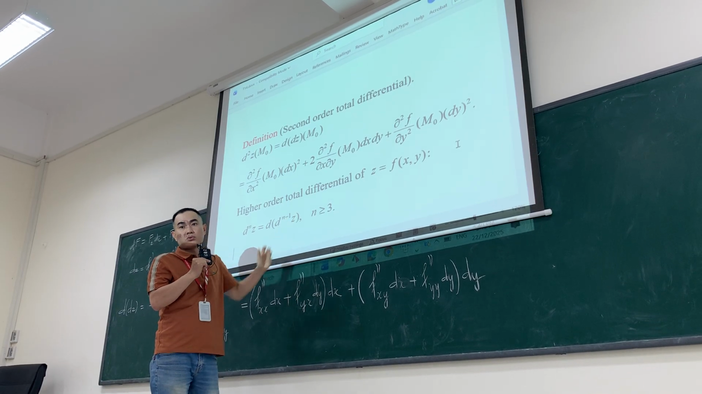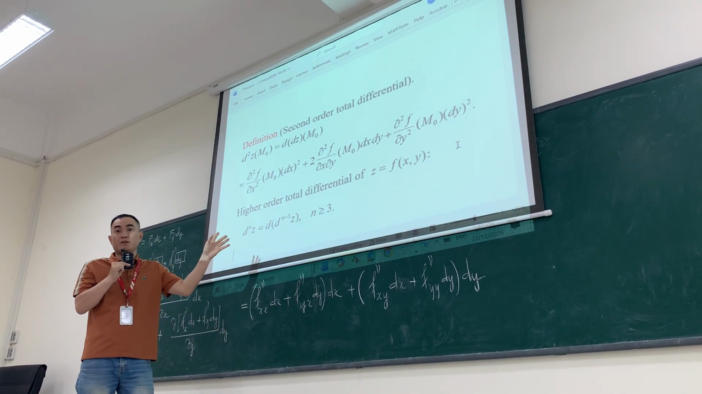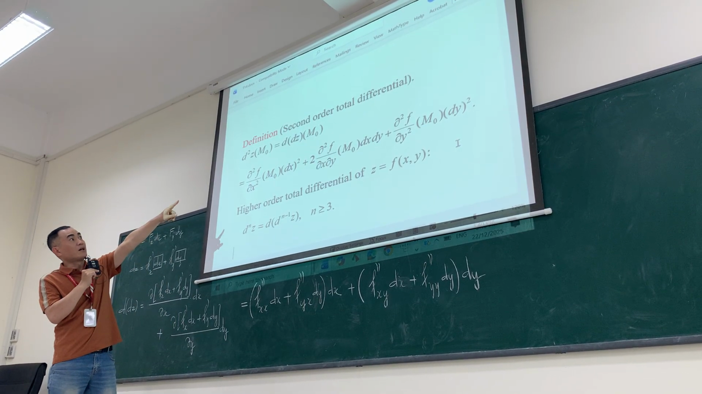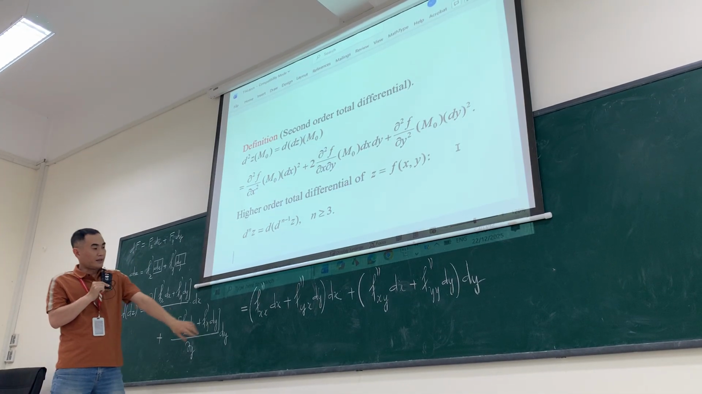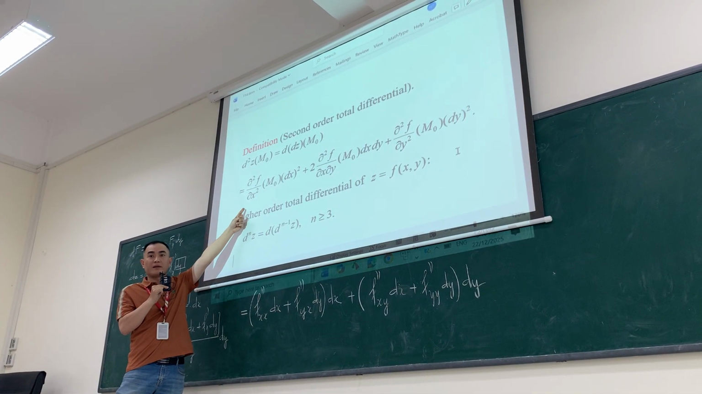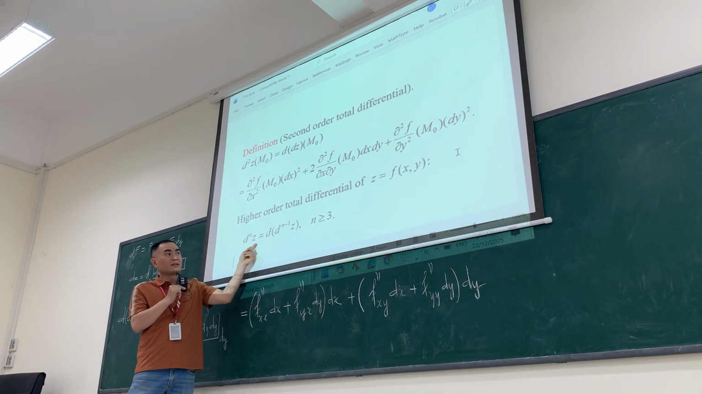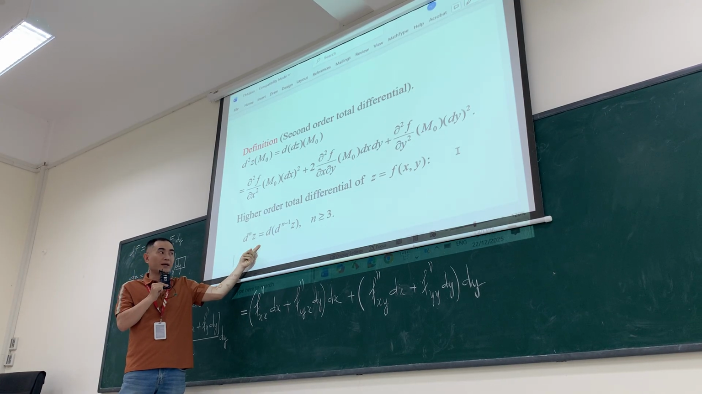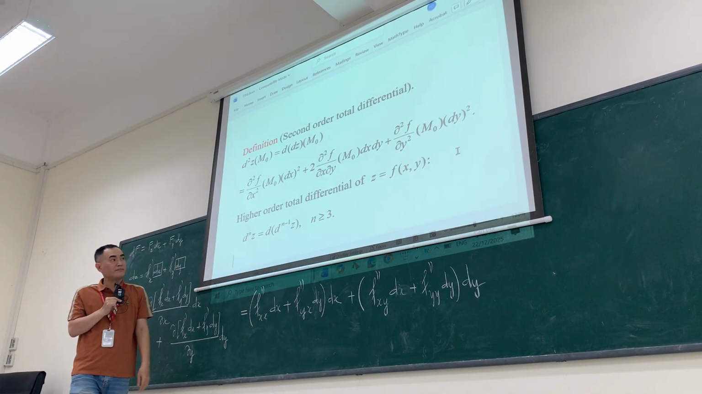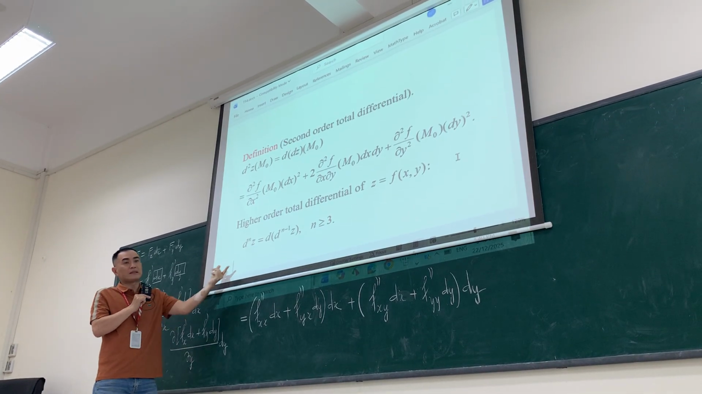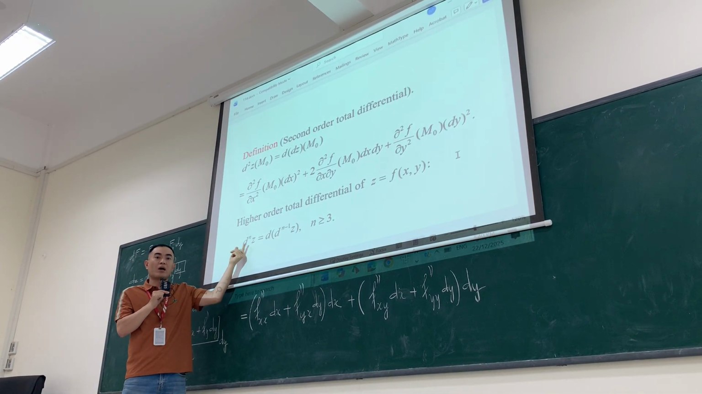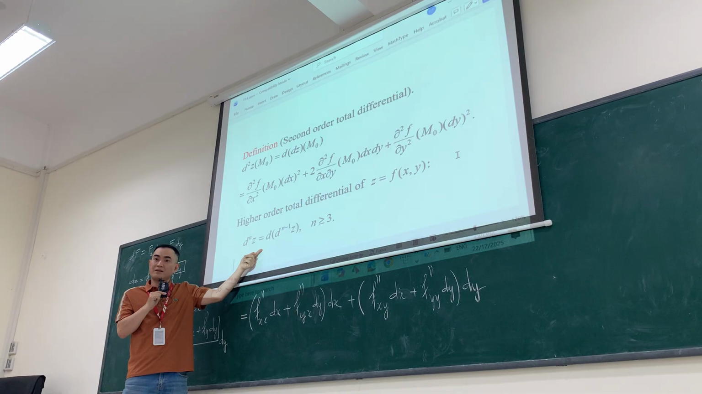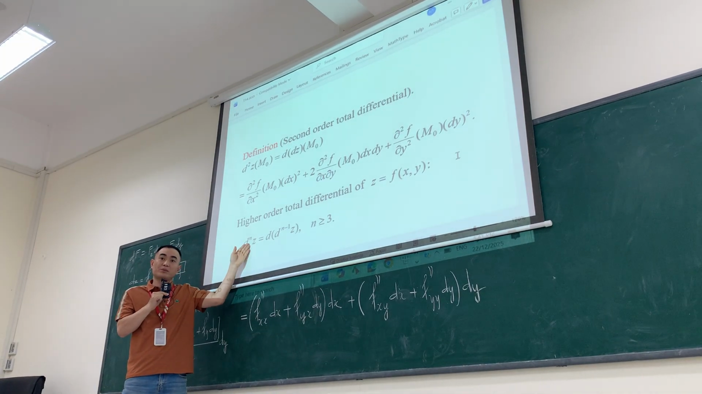You can check the formula for d squared z, the second order total differential. Similarly, we can check the nth order total differential. But when we conjecture the nth order total differential, I think it's not easy. It's too long to conjecture.